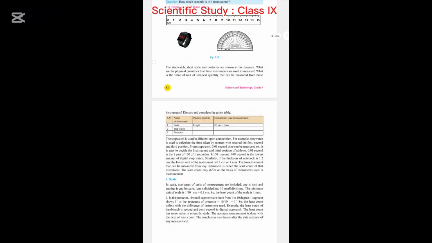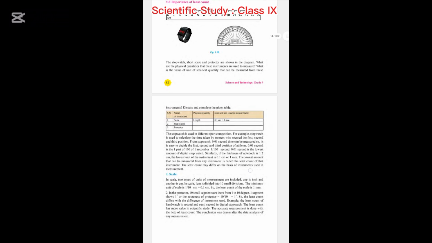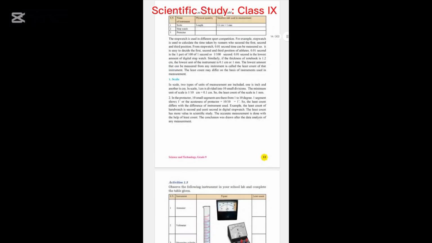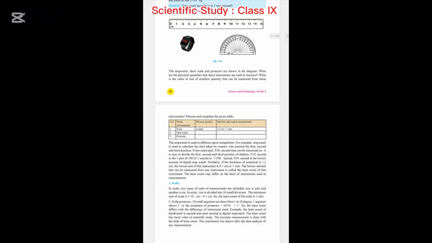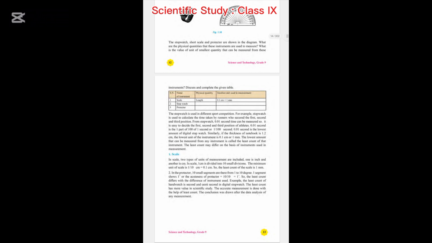Importance of least count. So this is the remaining chapter, the last topic of our chapter. Importance of least count. The stopwatch, short scale and protractor are shown in the diagram. What are the physical quantities that these instruments are used to measure? What is the value of the unit of the smallest quantity that can be measured from these instruments? Discuss and complete the table.